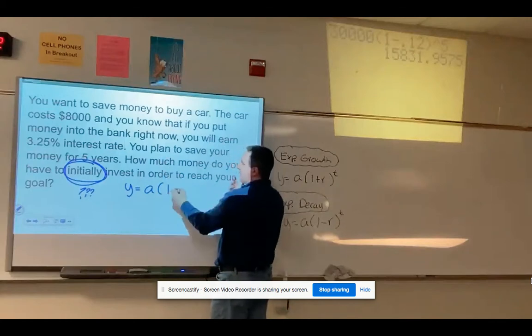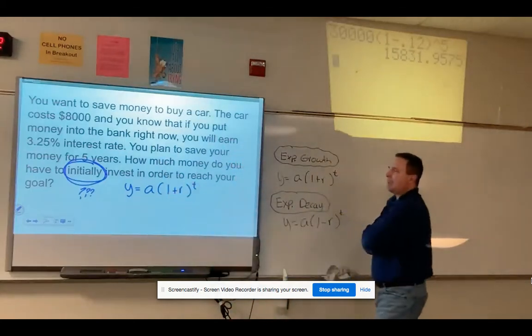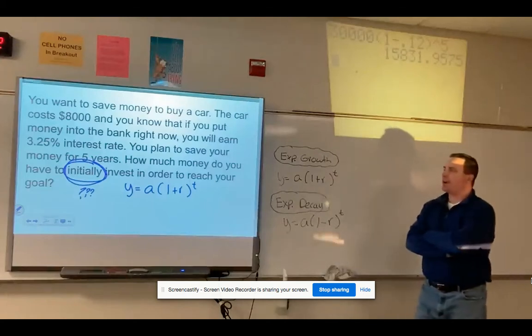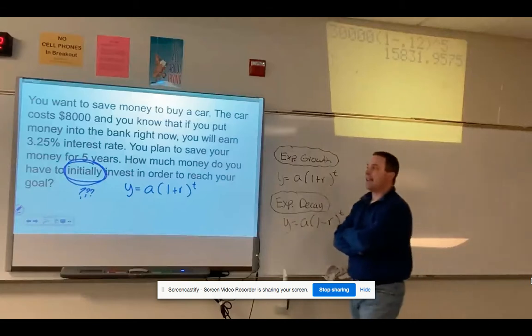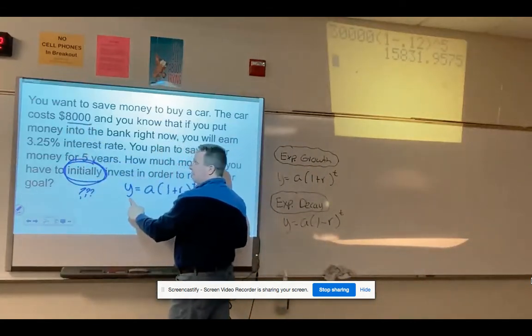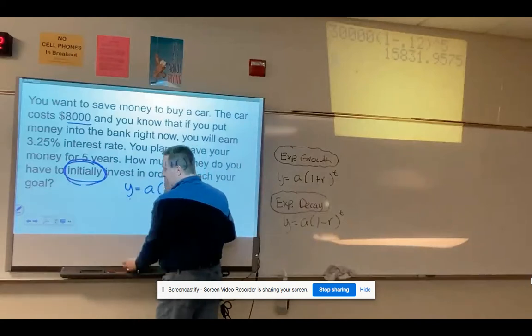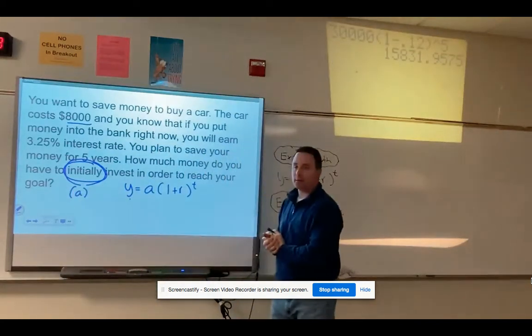Okay, it's going to increase, so it's going to be plus r to the t power. So the question is, what part of that equation are we trying to find? This time, we're not trying to find the ending amount. The ending amount is the 8,000 that we want to end up with. This initial amount is the a. That's what we're trying to find in this problem.